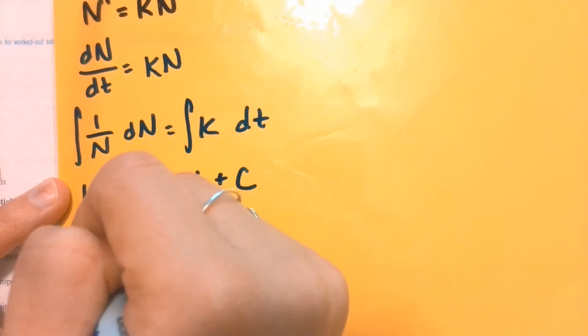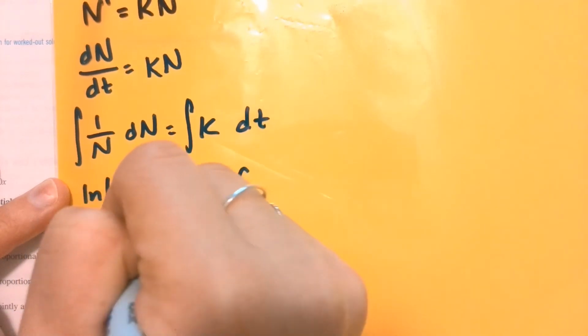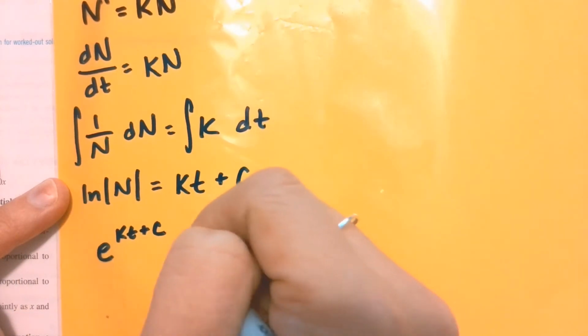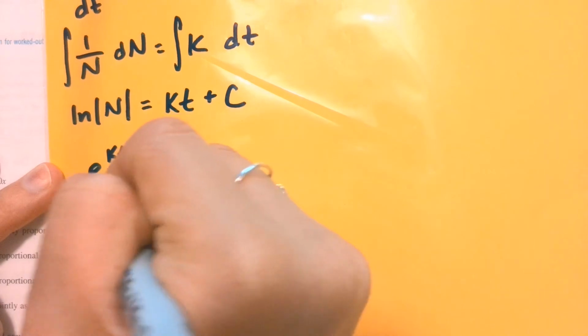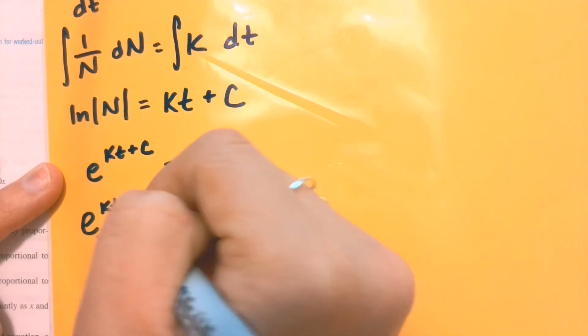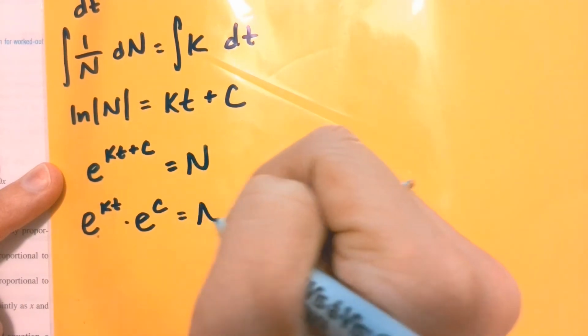Just like on the last one, if I'm trying to get n by itself, which is what I'm trying to do, I'll have my base to the power of kt plus c equal to n. To put it in that form where c is my initial value, I'll go ahead and say that this is e to the kt plus e to the c. So I'm going to make that a new c value, and I'm going to go ahead and write it so that you can see what's happening here. But we're making this whole value into a new c.